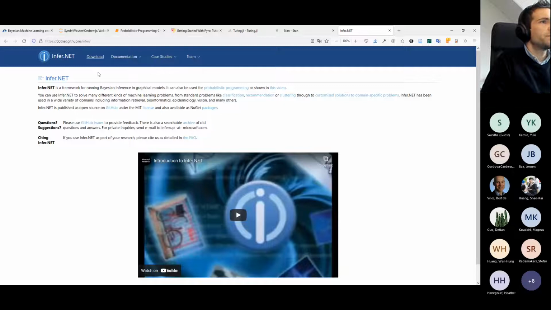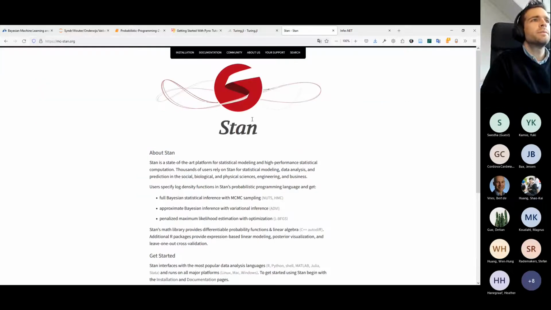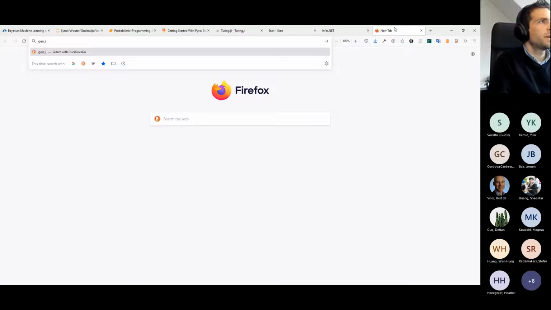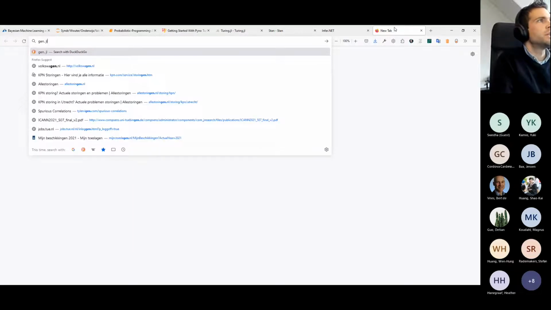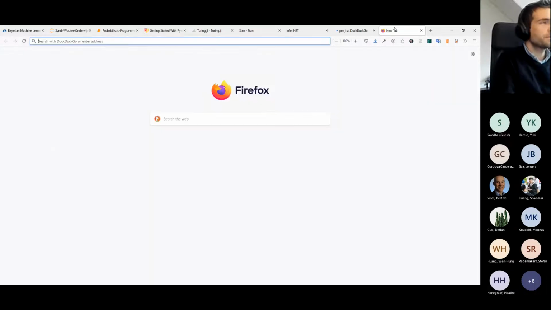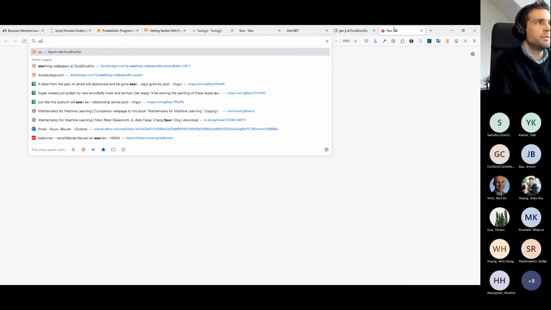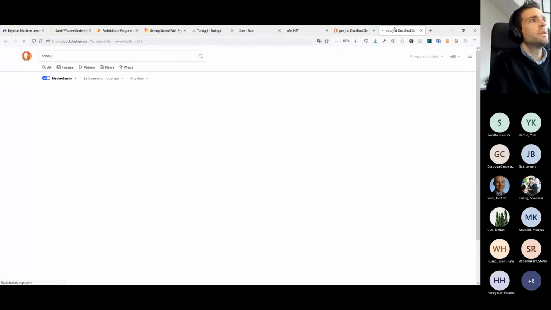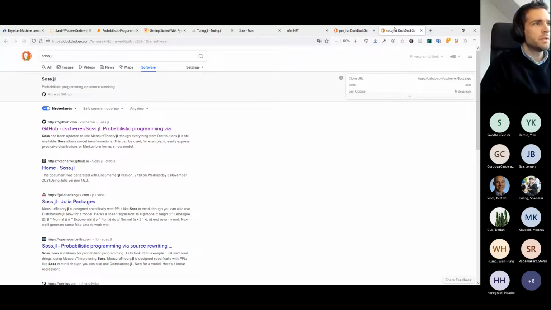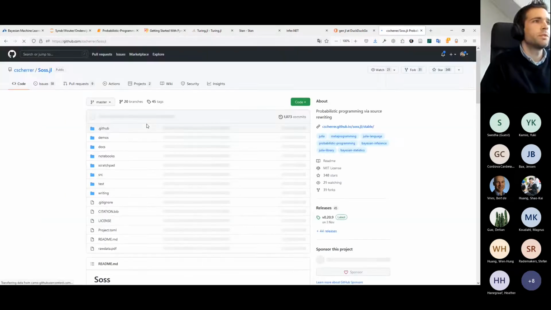There's also one called Infer Net. That's another message passing toolbox, for .NET and C#, so Microsoft. Stan has been around for a while. Turing. So Julia actually has a lot of packages. There's also something called Gen.jl and SOSs.jl. They're all different ways to automate inferring these posterior distributions, which is called probabilistic programming.